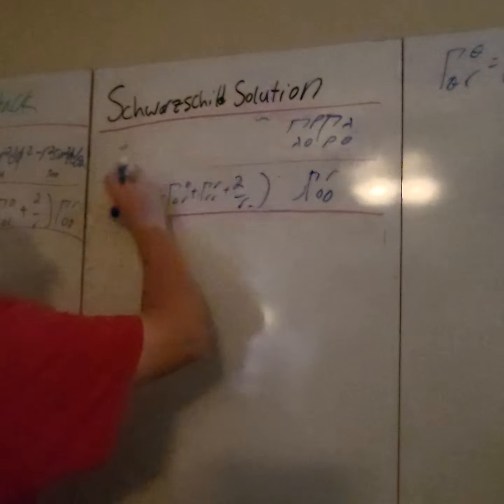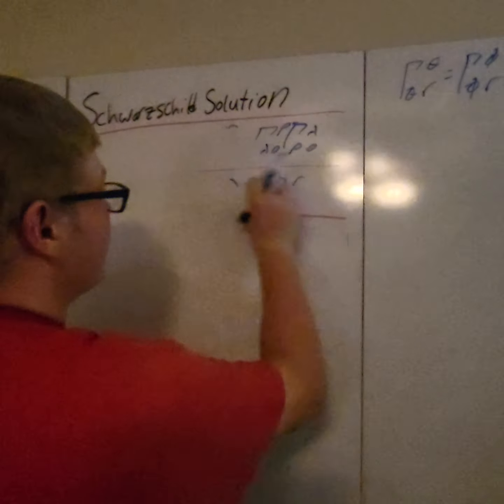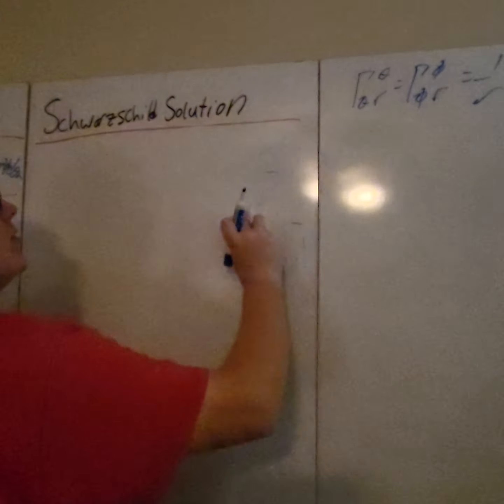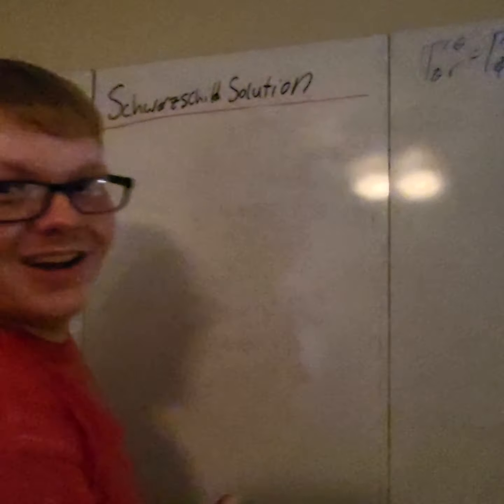So now we're going to calculate the R component of the Ricci curvature tensor. That was just one of the 4.